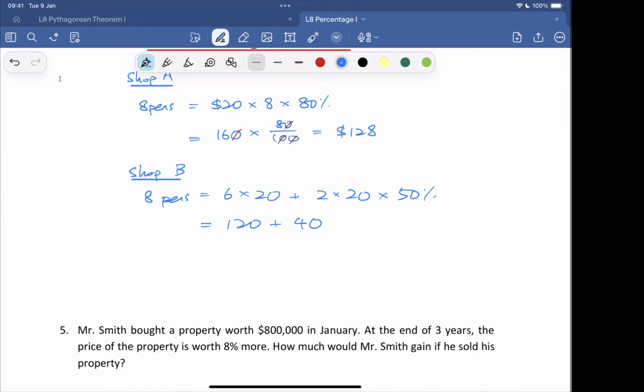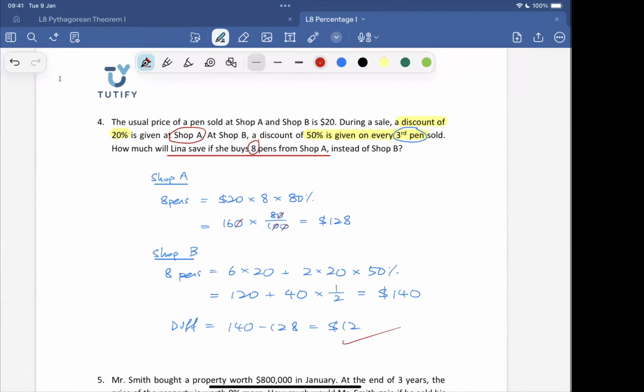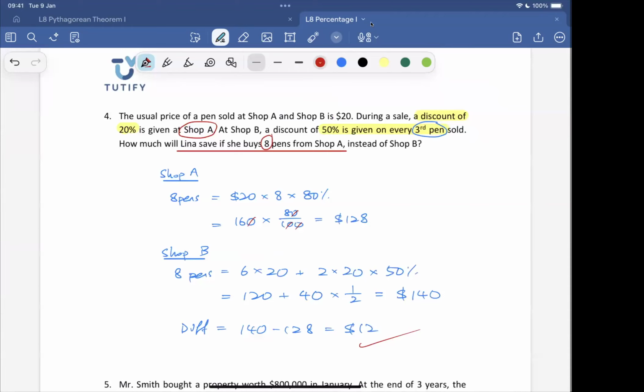So this is 6 times 20 plus 2 times 20. Okay, 2 times 20 is 40. 50%. Convert into a fraction. What do you get? 50 over 100. Can I say half? Yeah. So how much money do you pay altogether? 40 times half. What do you get? Then 140. So how much do you pay altogether? $140. So what's the difference? The difference is $12. Correct. So you are going to save $12 if you go to shop A. Thank you, David. Well done.